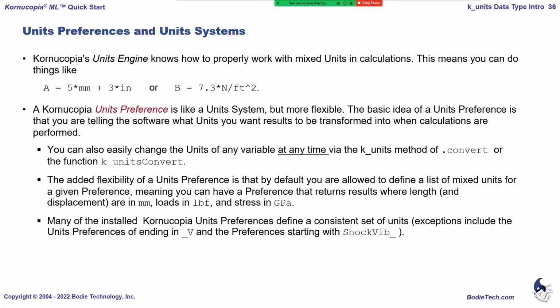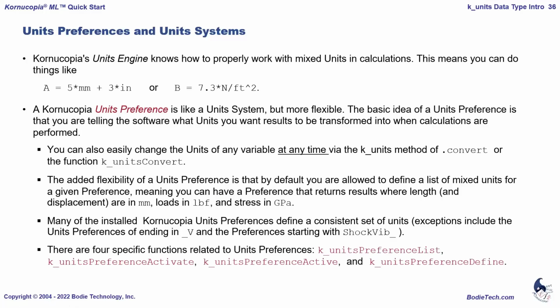And then there are many installed Kornucopia unit preferences. Most of those are defined on a consistent set of units, so they look like unit systems, but there are some preferences that are not. Ones that end in _V, which includes voltage for English systems with pounds force and such. And then any of the ones with shock and vibration at the beginning, those are not a consistent set of units because gravity will be in terms of G, not in terms of meter per second squared or inches per second squared or things like that.